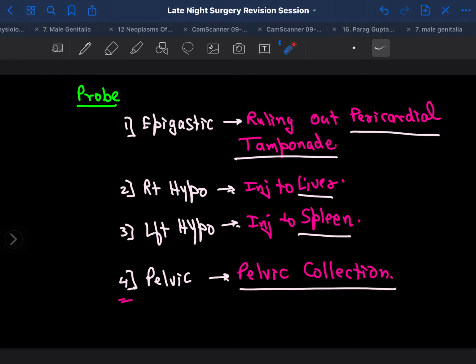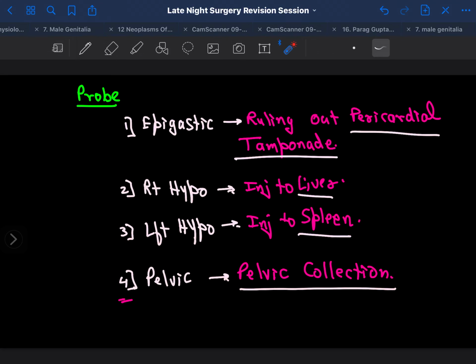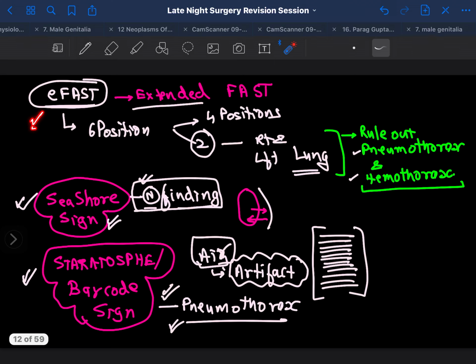Then what are the probes which you can use? You keep the probe in the epigastric region to evaluate the cardiac tamponade, the right hypochondriac and left hypochondriac to evaluate the liver and the spleen, and in the pelvic cavity to evaluate for pelvic collection. So this is how you will evaluate this particular patient.